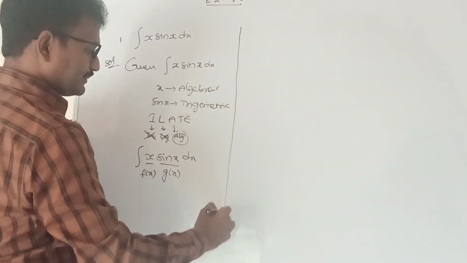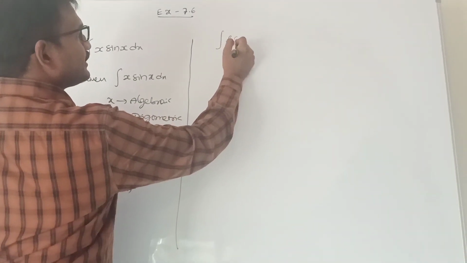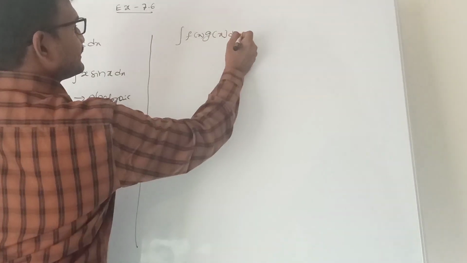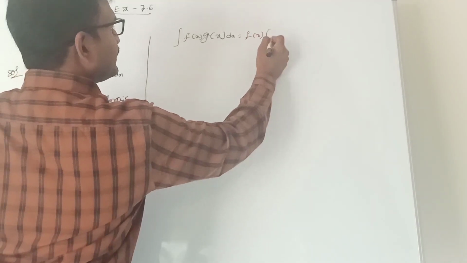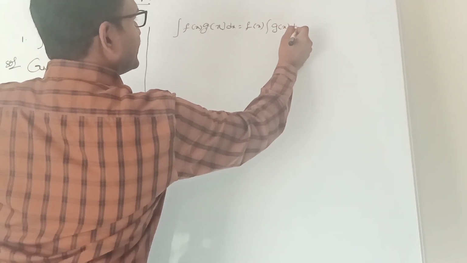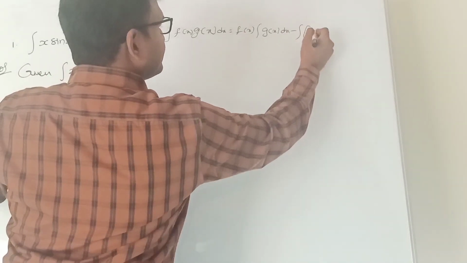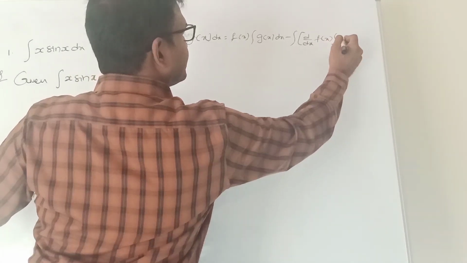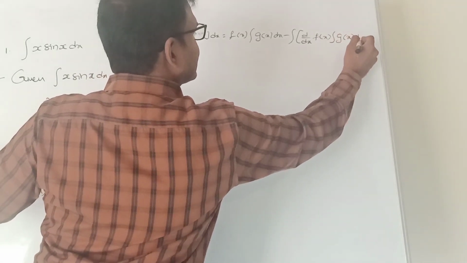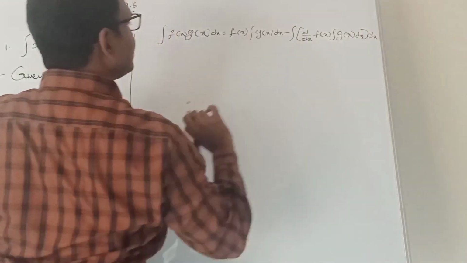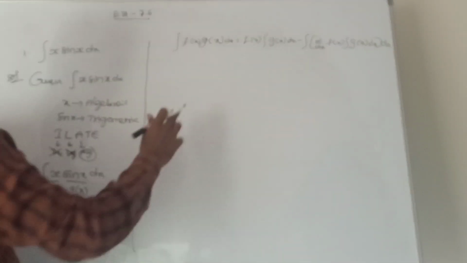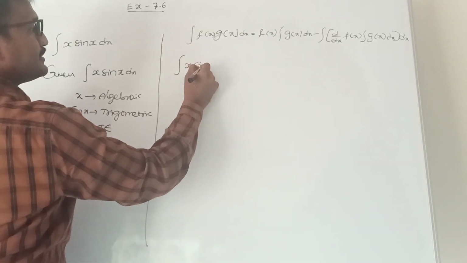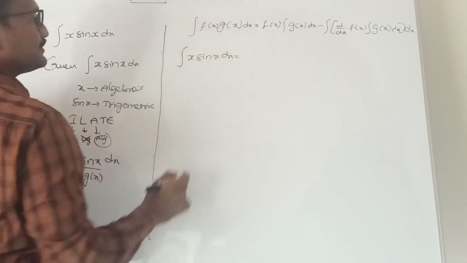Now apply the formula. What is the formula for integration of f of x into g of x dx? It is f of x into integration of g of x, minus integration of derivative of f of x into integration of g of x dx, whole dx. This is the formula we will apply for the functions. Integration of x into sin x dx is there.